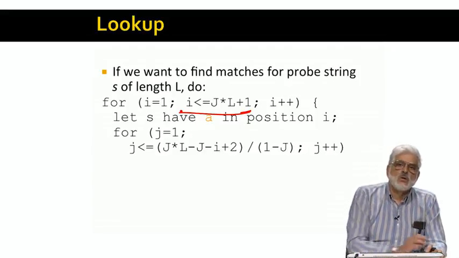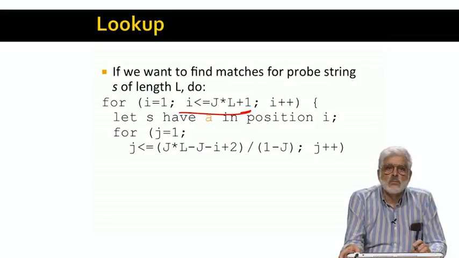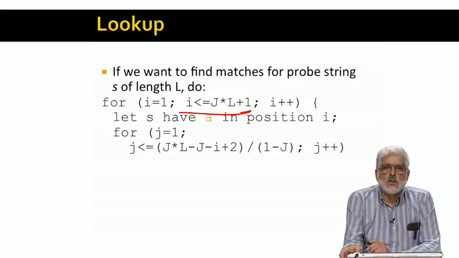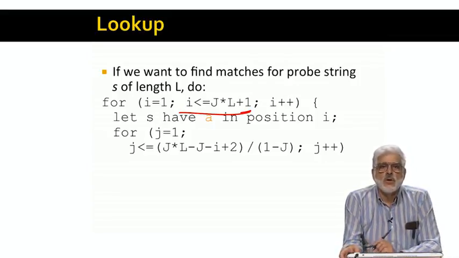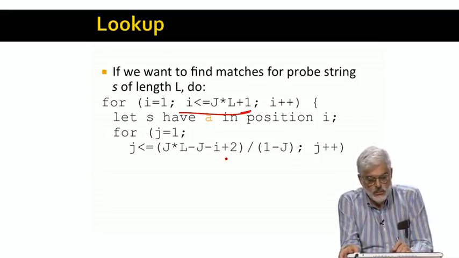What's new is the inner loop on j, the position of the target string that might match the ith position of S. Notice that the loop limit is exactly the formula for the upper bound on j that we derived earlier.